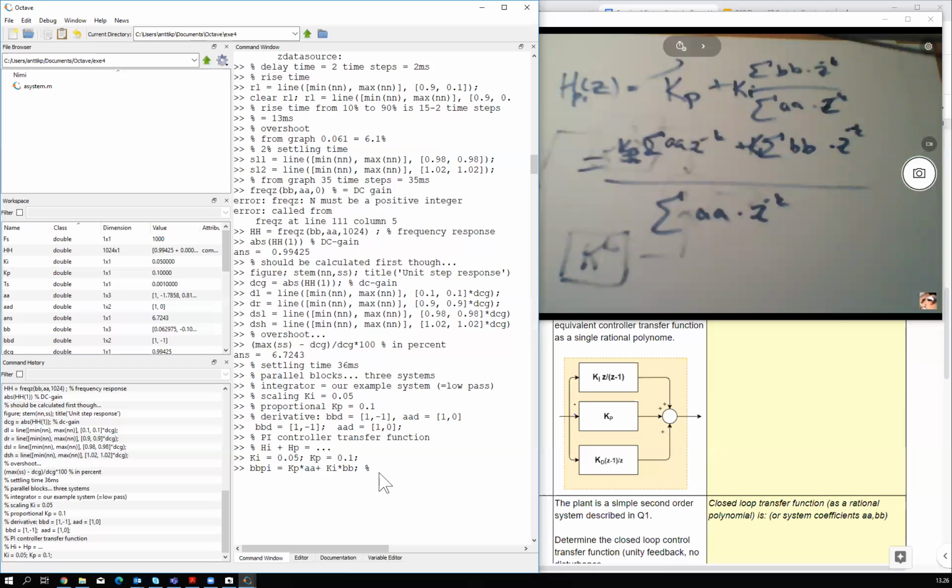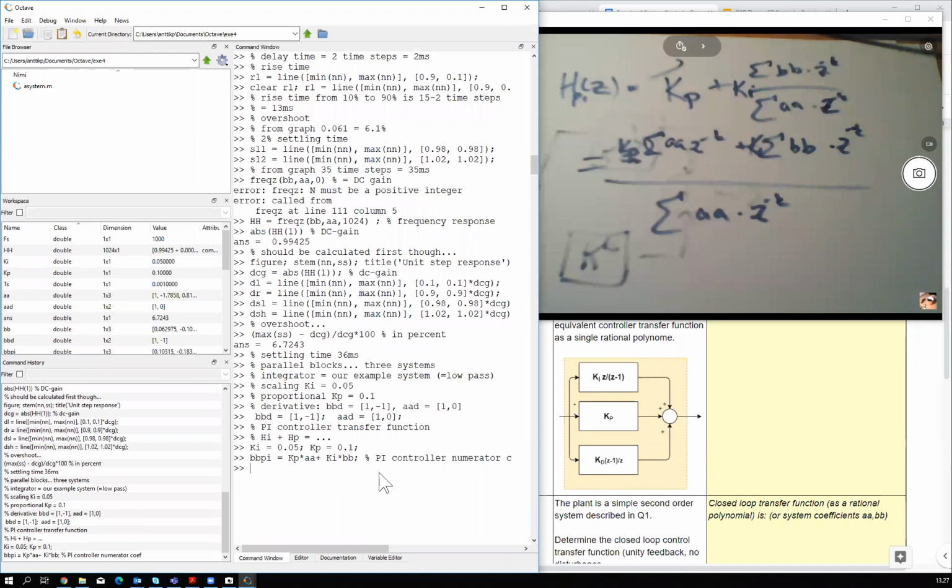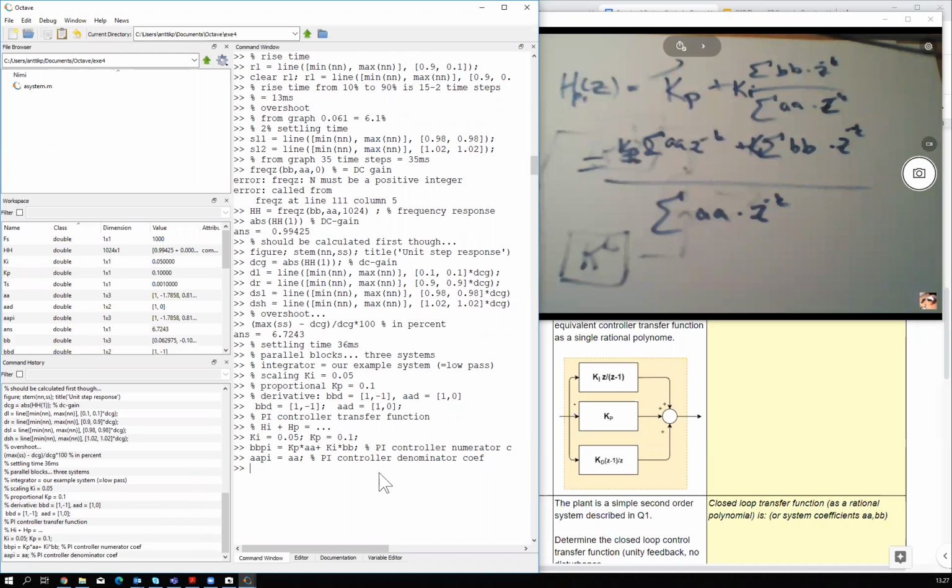Okay, there, that's my PI controller numerator coefficients. And AAPI is simply the same as AA, the PI controller denominator coefficients. And now we have a system, and with that system we can do, for example, a zero pole plot, Z-plane, BB PI, AAPI.